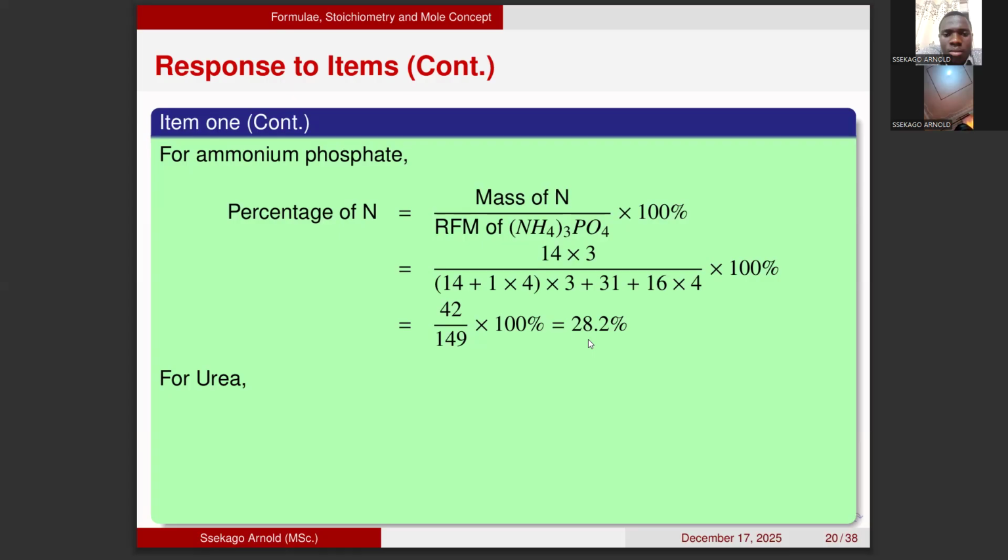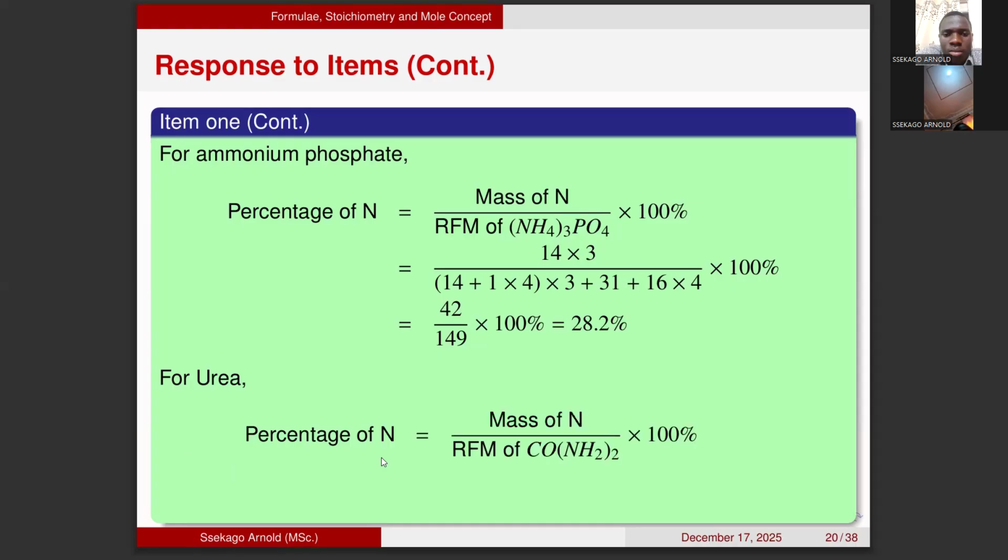Then the next compound is urea. There were 3 of them. For urea, the percentage of nitrogen in this case will still be the mass of nitrogen over the RFM of the compound. Urea was 100%. So you have to substitute the mass of nitrogen. You look at the given compound and ask yourself, how many atoms of nitrogen are there? That is, if you are to determine the percentage of nitrogen.